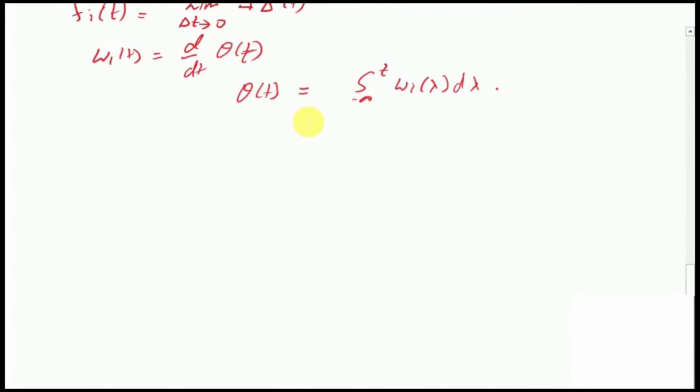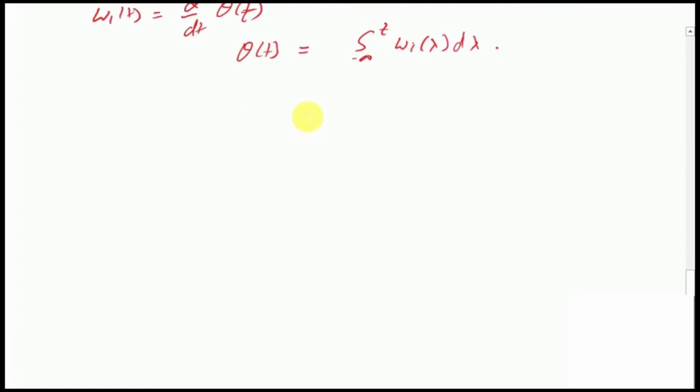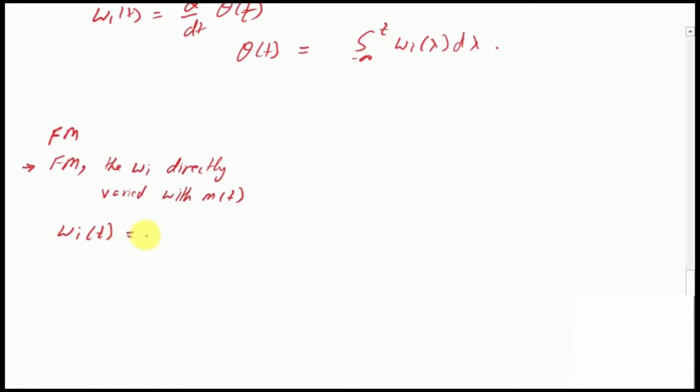So now this brings us to the two types of angle modulation, namely the frequency modulation and the phase modulation. So in frequency modulation, the instantaneous frequency is directly varied with the message signal m of t. That is, the instantaneous frequency wi of t is directly varied with the message signal: wc plus kf m of t.